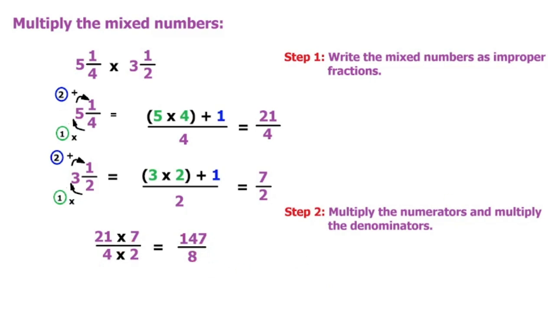So you need to simplify that and turn it back into a mixed number. So you simplify it, and you just divide 8 into 147, and that fits 18 times with a leftover of 3. This is the remainder, 3 over 8. And that's the answer.